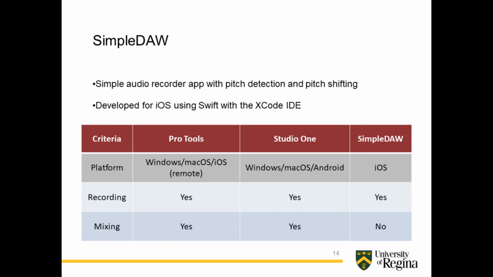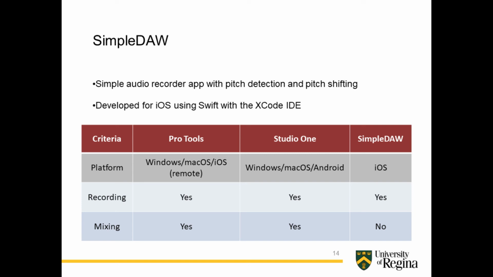So if you just want to remotely control the Pro Tools app on your Windows or your Mac via Wi-Fi, you download the app, connect it, and you'll be able to control it. Studio One also has a cross-platform app for Windows and Mac OS, and it has an Android app, which, like the Pro Tools app, also acts as a remote. So this would be the only app here, this Simple DAW. It's purely for iOS. It's not a remote or anything. It's the actual app developed for iOS.